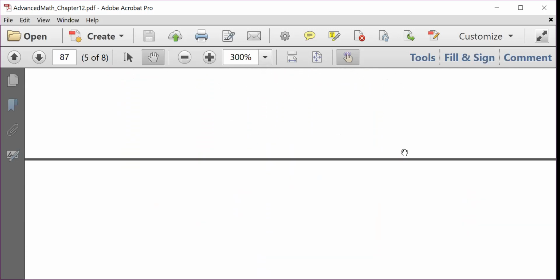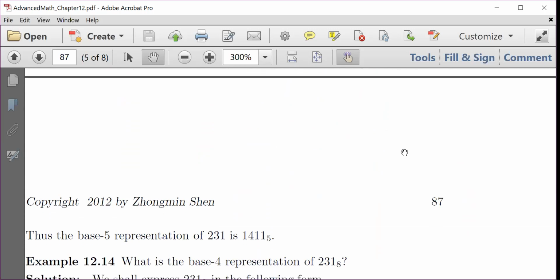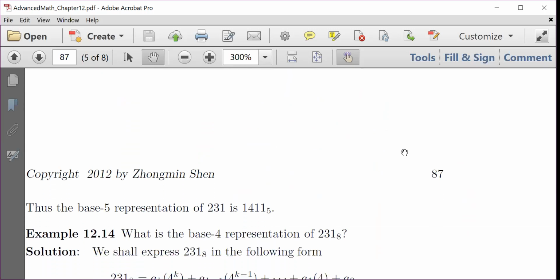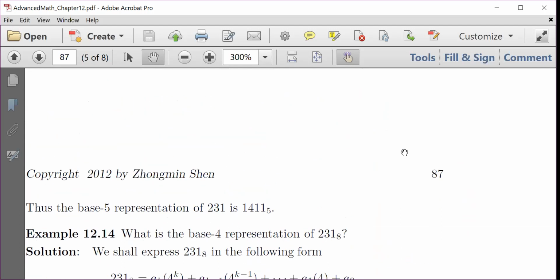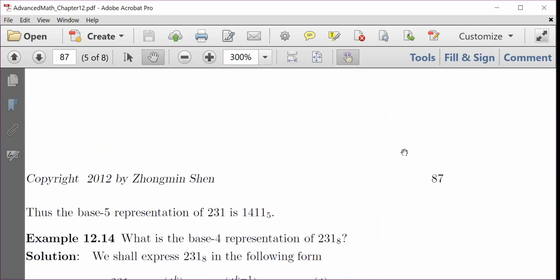Yeah, let's try another problem. All right, I want to translate the number in base 8 to base 4. There's a quick way to do that.